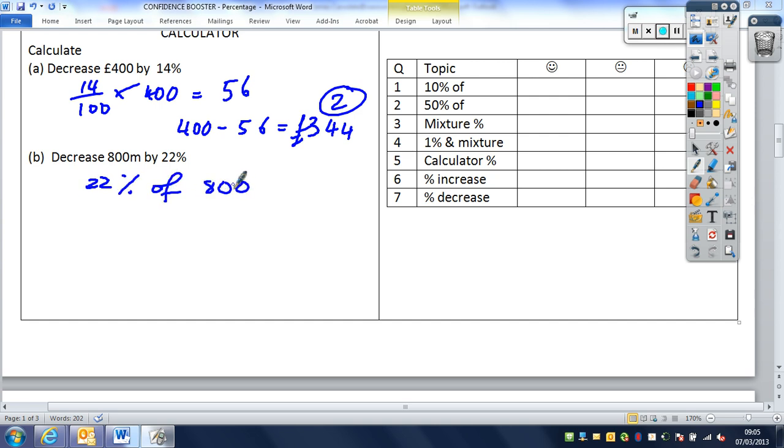That's what we're doing first. So 22 over 100 times by 800. I'm rushing that because I know you get that because most people put your hand up for that bit. What do you do with that? 176. What do you do with that? Take it away. 800 take away 176 is 624 metres. Yeah. Okay, 2 marks again.